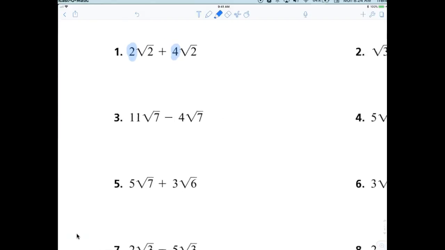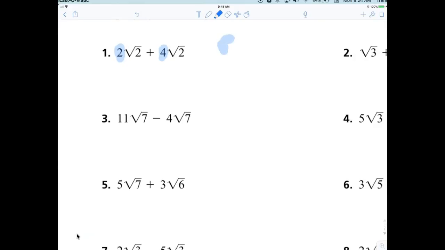If I said, for example, radical 3 plus radical 2, the biggest mistake kids make is to say that's radical 5. That is not. You can't do anything with it. It's like adding x and y. You cannot add x and y. Therefore you cannot add radical 3 and radical 2 together. The only way you can add radicals is if you have the same radical.